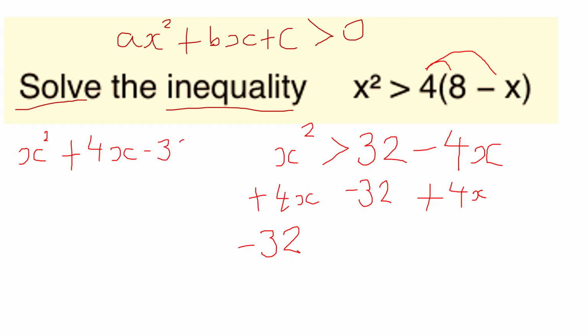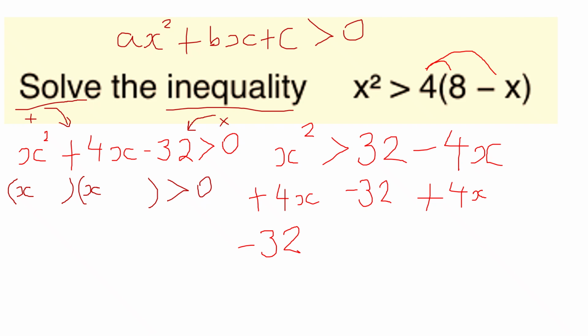I've got a quadratic which I can now solve by factorizing, completing the square or the quadratic formula. I'm going to factorize it just because that's the easiest and the quickest. To make x squared, we're going to put an x and an x here. x times x makes x squared. Two numbers that add to make positive 4, and the same two numbers multiply to make negative 32. That'll be plus 8 and minus 4.